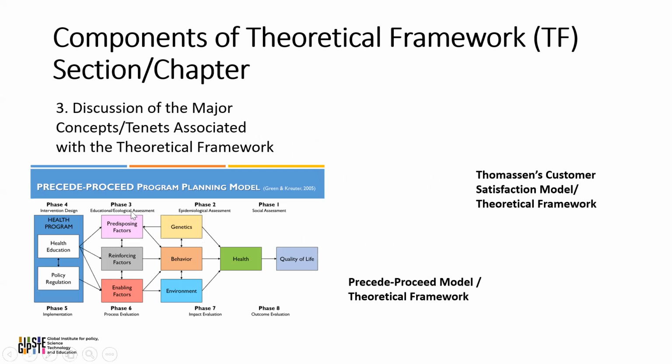Because if you look at this particular PRECEDE model, all these different concepts are interacting to influence the outcome or the dependent variable, okay, or the criterion variable. In this particular scenario, the dependent variable here is the quality of life or the health outcome, okay? But the indicator for that health outcome for this particular one is the quality of life. So all these factors, the health programs, the ecological and educational assessment, the epidemiological assessment, all these concepts or indicators are interacting to influence health outcome or the quality of life.